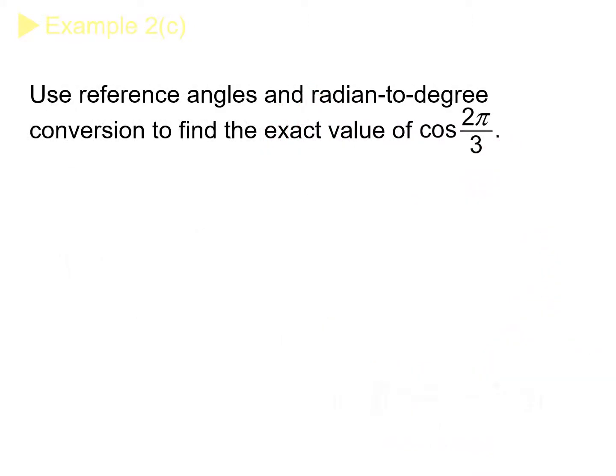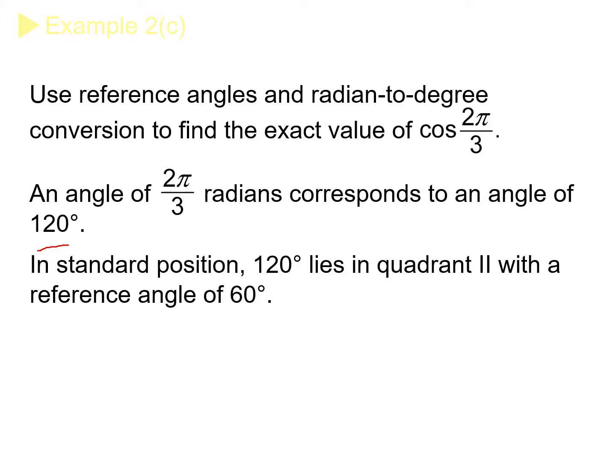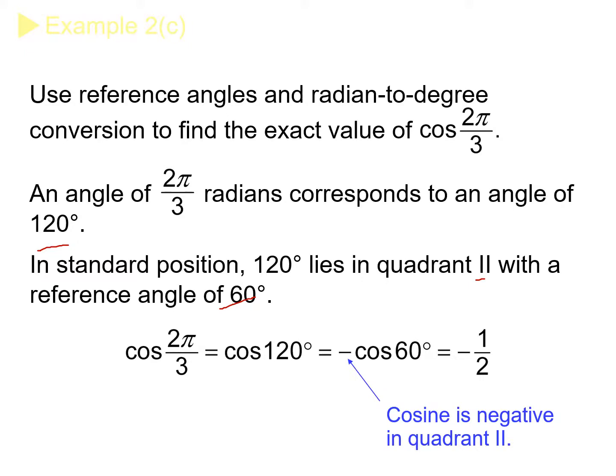Use reference angles and radian to degree conversions to find the exact value of cosine 2 pi over 3. I know 2 pi over 3 corresponds to an angle of 120. In standard position, 120 is in the second quadrant and has a reference angle of 60 degrees. So the cosine of 2 pi over 3 is the same as the cosine of 120, which is minus the cosine of 60, which is minus 1/2. This negative sign is because cosine is negative in the second quadrant. You also could have referenced the memorized unit circle.